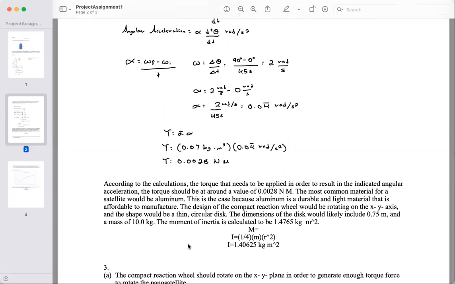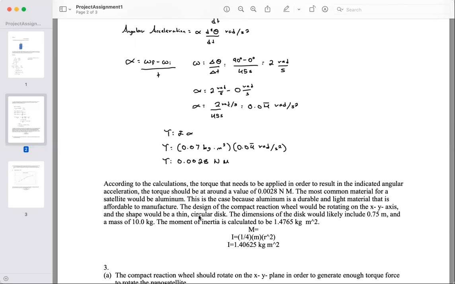According to the calculation, the torque needs to be applied in order to result in the indicated angular acceleration. The torque should be at around 0.0028 newtons per meter, which is what we calculated above. And so I said that the most common material for satellites would be aluminum. This is the case because aluminum is a durable and light material that is pretty affordable to manufacture compared to other things like titanium.